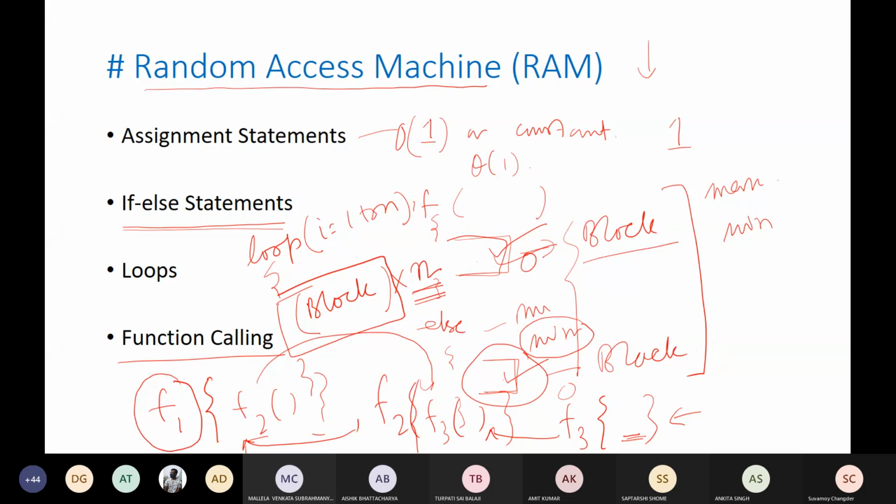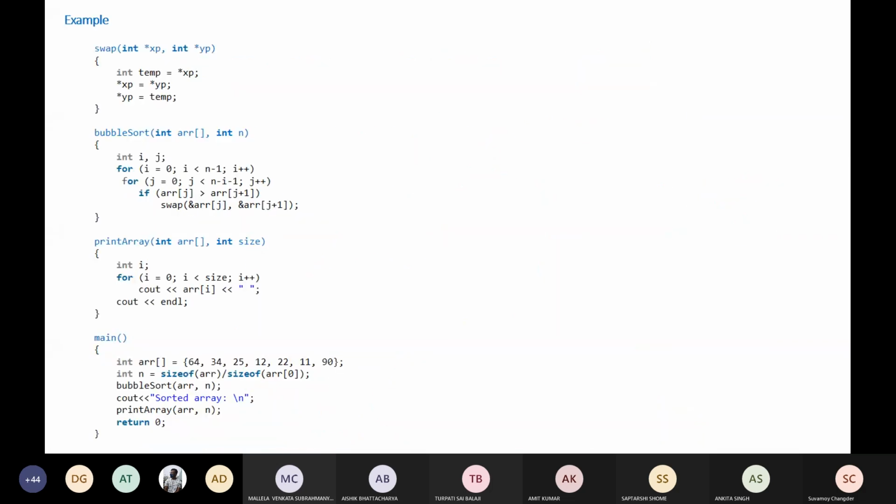So for any function calling statement, we start by calculating the time complexity of the function which is not calling any other function. Next, we find the time complexity of those functions which are calling f3, that is, which are calling functions that do not call any others. Then the next one, and so on. In this way, we can calculate the time complexity of a function calling statement. Okay, so let us go through one example, then it will be clear.